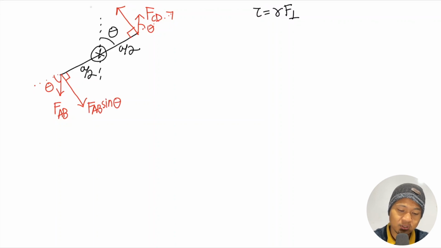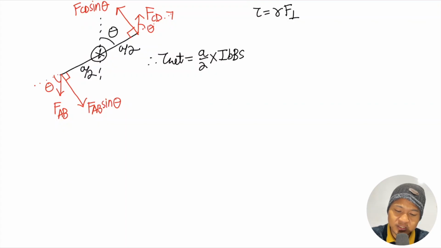Torque is A by 2 into F_AB sin theta, and there is no net torque from the other sides. So what is the net torque? A by 2 into F_AB, that is I into B sin theta, plus A by 2 into F_CD, that is I into B into sin theta.